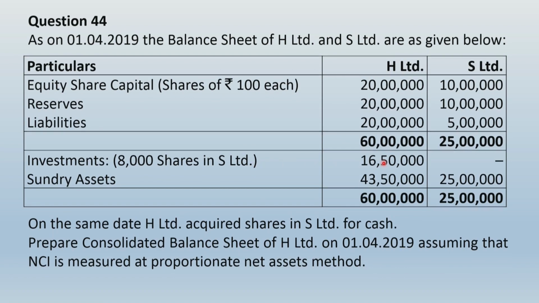Now the total share capital of S Limited is 10 lakhs and these comprise shares of rupees 100 each. So the number of shares in S Limited will be 10 lakh divided by rupees 100 each, that would give you 10,000 shares. Out of 10,000 shares in S Limited, 8,000 shares are held by H Limited, which represents 80% of shareholding in S Limited. And that is why we can say H Limited could successfully acquire control of S Limited. The date of acquisition of that control is 1/4/2019 and the balance sheets are also having the same date.